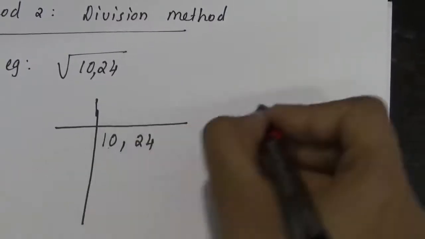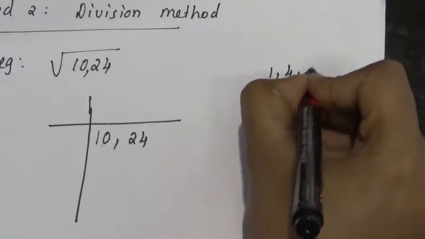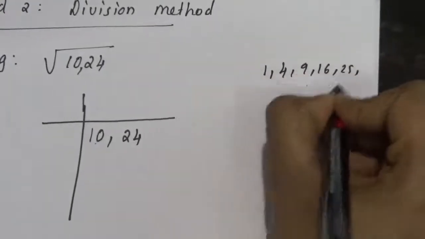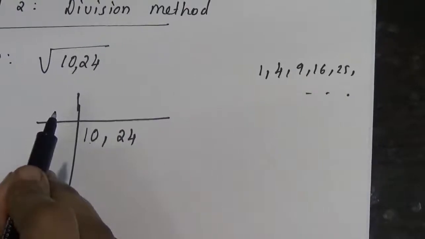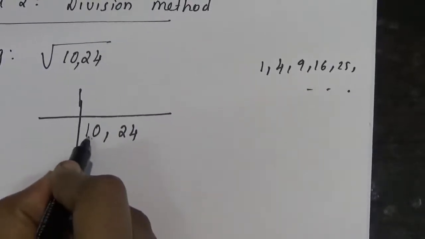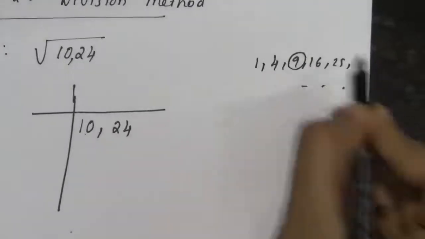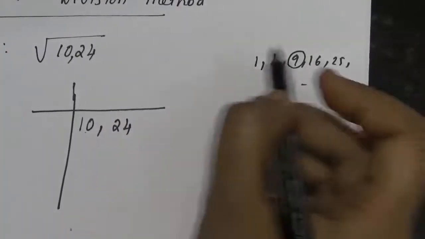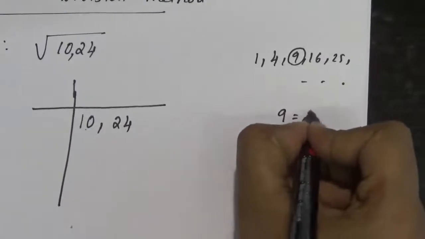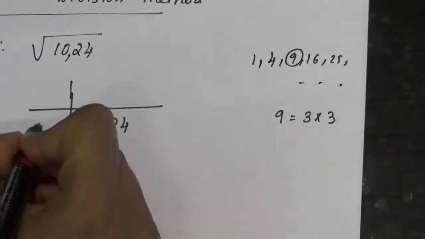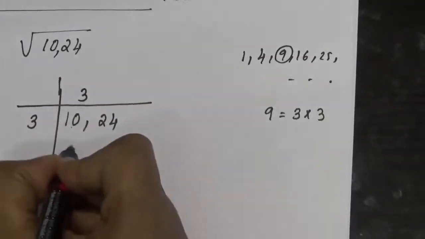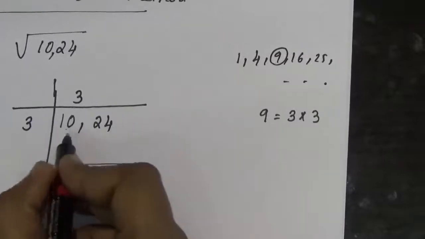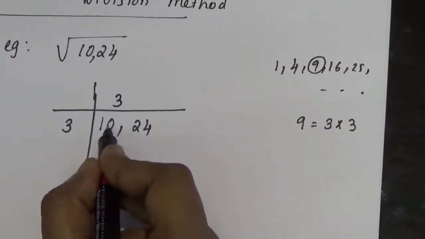We know the perfect squares 1, 4, 9, 16, 25, etc. So we have the digit 10 here. The perfect square less than this number 10 is 9. So 9 is equal to 3 into 3. We write that 3 here and the other 3 here. So we have 3 into 3, that is 9. Now subtract 9 from 10. What do you get? 10 minus 9 is 1.